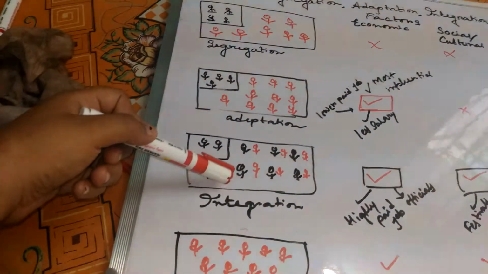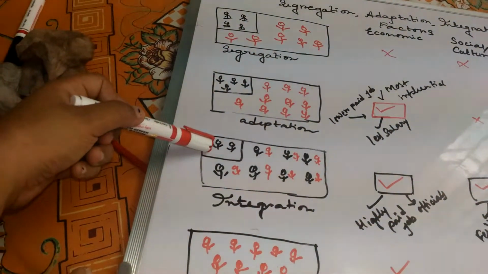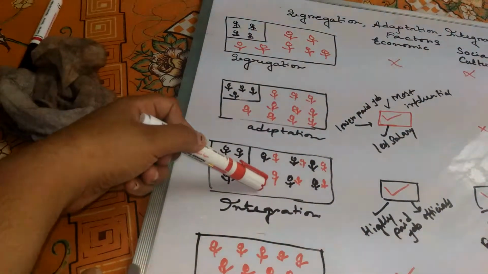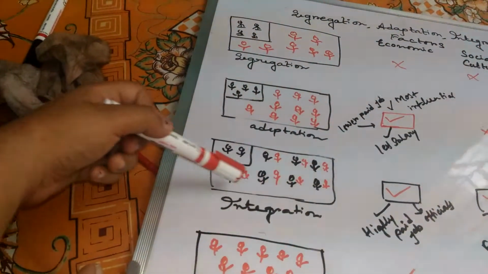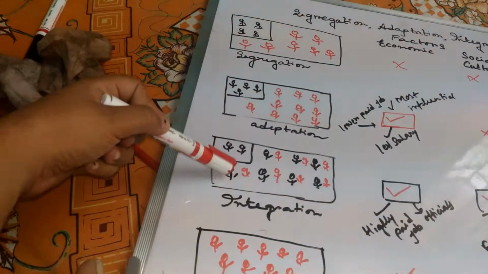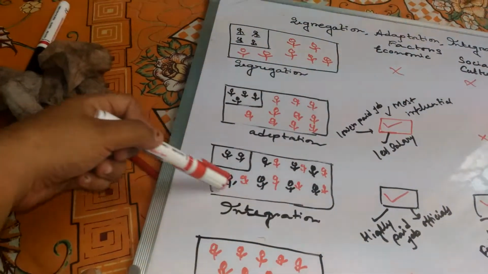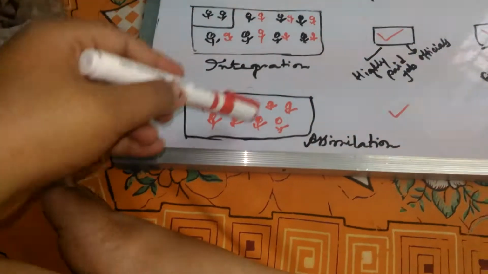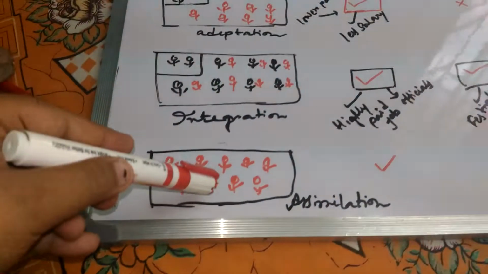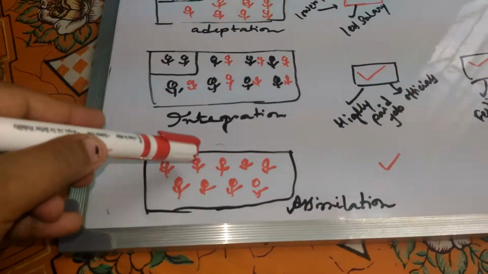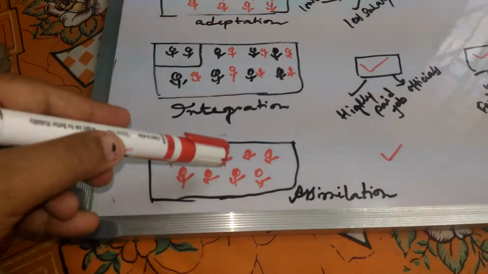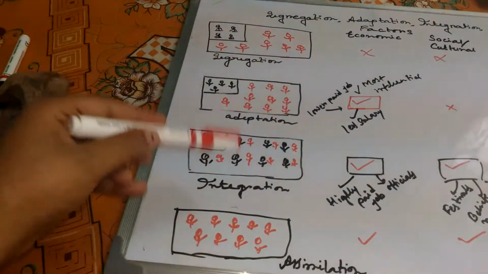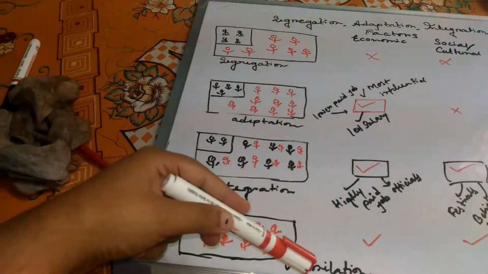The third stage is called integration, when these people come out from their ghetto, neighborhood or slums, and then start to mix with the host people. And in this stage, cultural mixing is found. And at last, in the last portion, all of them look alike. In this section, they all become one group. Here there are no differences found. So here I have found four processes together: segregation, adaptation, integration, and assimilation.